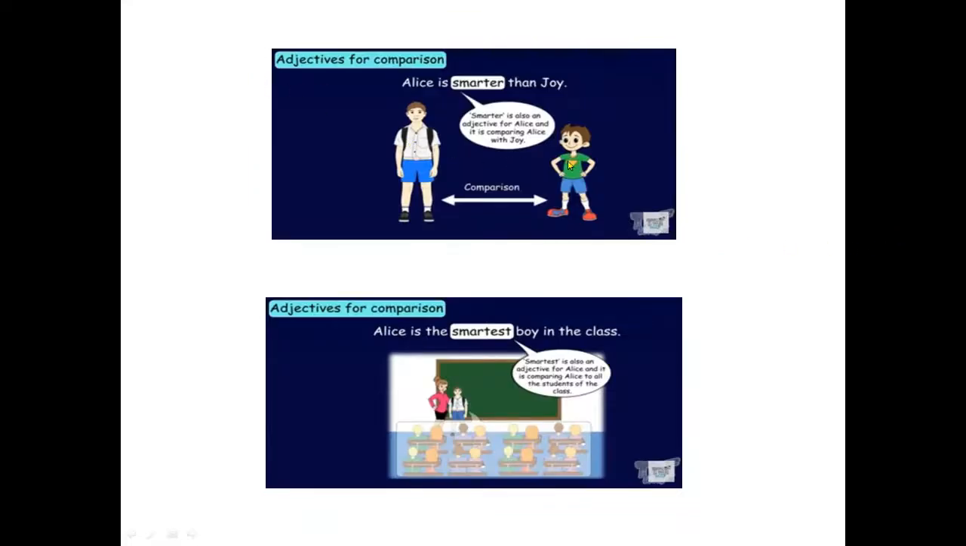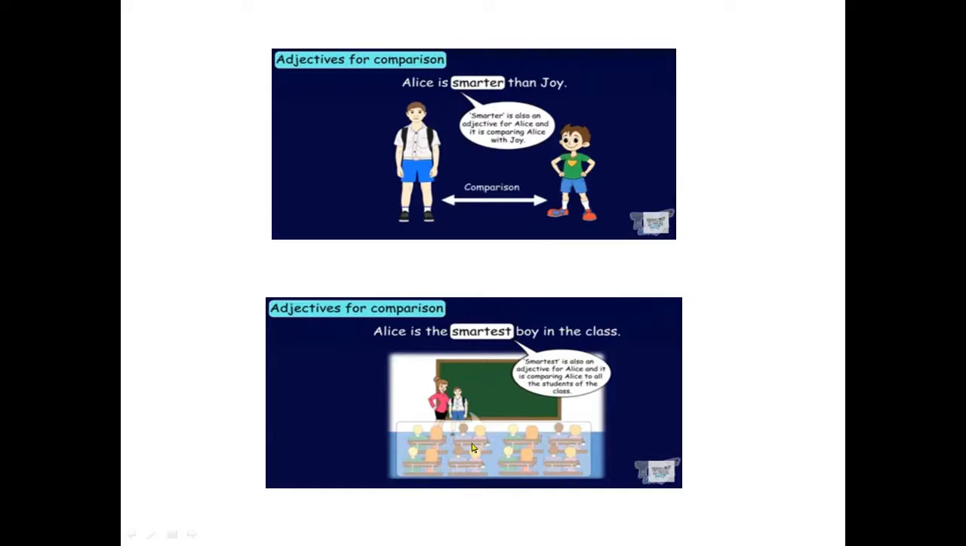See, here are two boys shown in the picture. Alice is smarter than Joy. You can see, right? Smarter is also an adjective for Alice, and if we are comparing Alice with Joy, we have to use smarter. If one boy is shown, we can say smart boy. If we compare these two, then we should say one boy is smarter than the other boy.